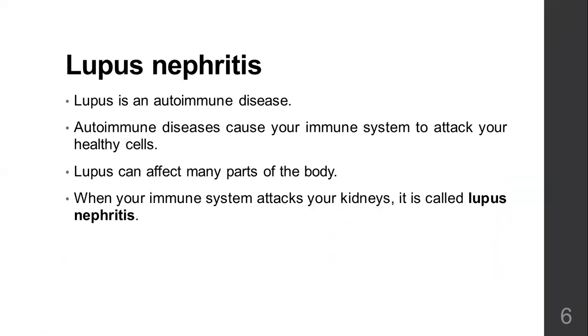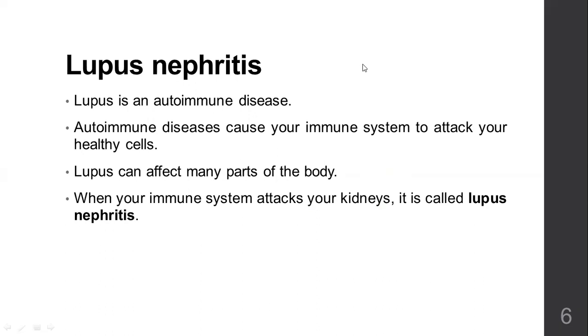Then lupus nephritis. Lupus is again an autoimmune disease. Most of the cases of lupus we have seen happening in Western countries, like the USA. Do you know this famous pop singer, Selena Gomez? Have you heard about her? She's a pop star. She also has the same autoimmune disease, lupus nephritis. Her own immune system, the antibodies, is going and attacking her kidneys. And she also underwent a kidney transplant.